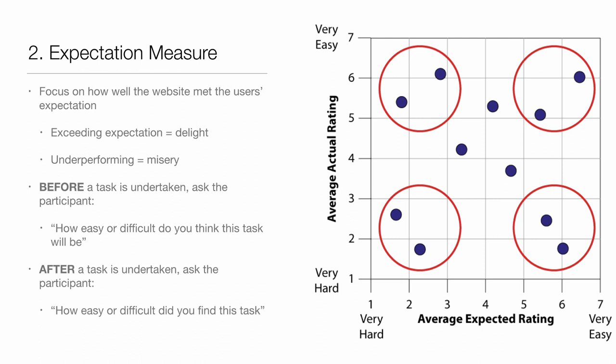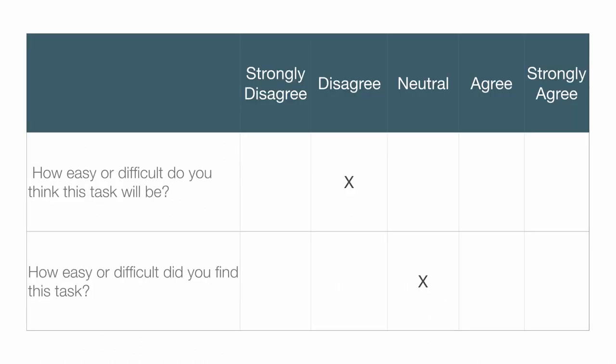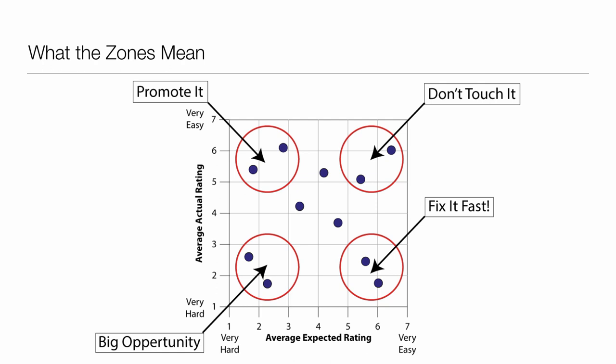Now, the way you do this is before you use the website, you say, hey, how easy or difficult do you think this task will be to complete? After the task, how easy or difficult did you find this task? And then you map this on a metric. So once again, two questions, Likert scale, nice and easy, but then you map them onto a grid.